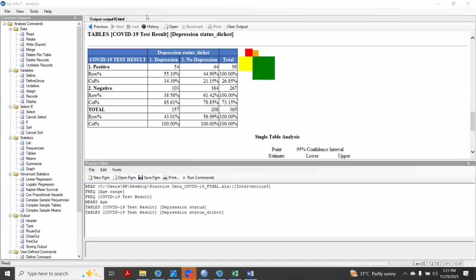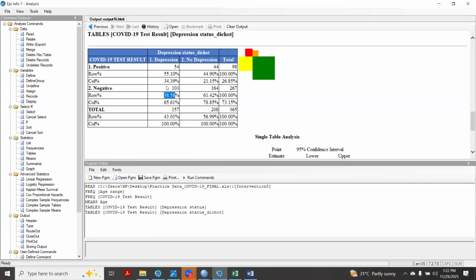Okay, so looking at this now, we can see that for the COVID-19 test result, the positive cases for depression were 55.10, while the negative cases were 38.58. So if we check the difference in percentages, we can say 55.10 minus 38.58. So meaning there's a difference of 16.52%.